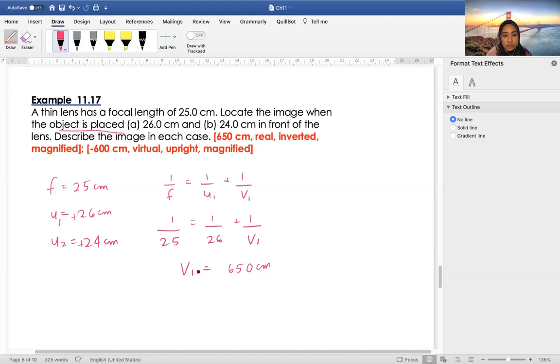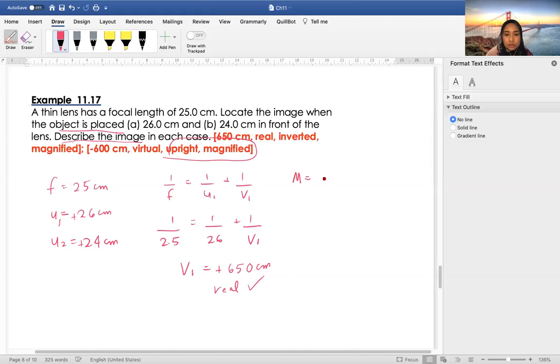If my answer is positive, what does positive mean? It means that it is real. Okay, soalan dia cakap describe image. So is this sufficient? Tak kot. Kalau ikut soalan ni dia cakap macam tak lah kan. Sebab dia suruh bagi tahu upright ke, magnified ke apa benda semua. So it means that we have to use the magnification equation.